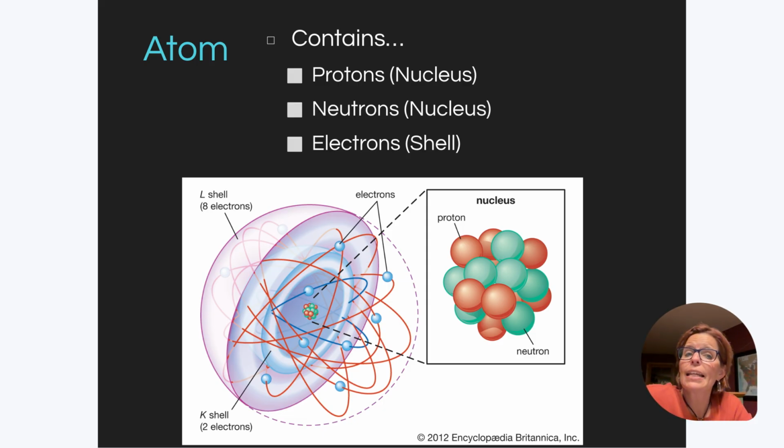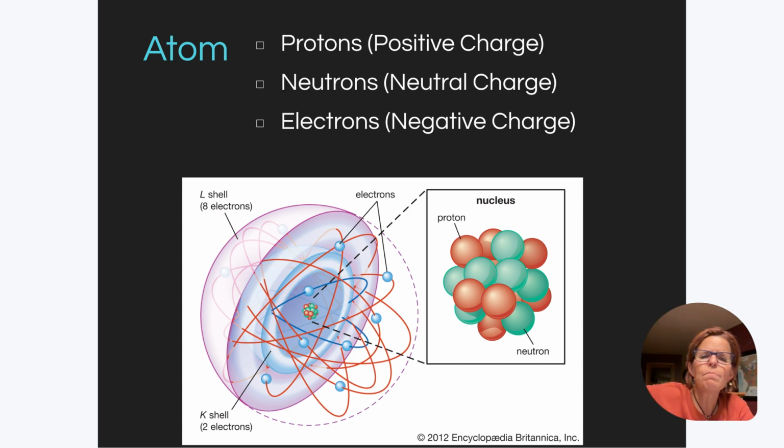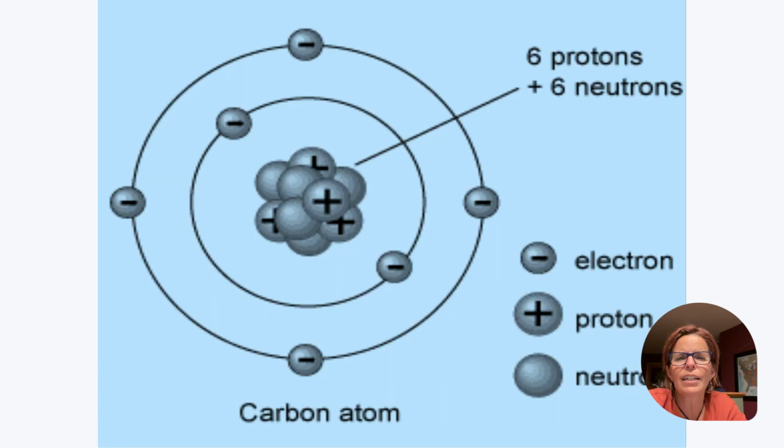Okay, and then I want you to add, where you've written protons, neutrons, electrons, and nucleus, shell, I want you to add their charges. So protons, remember, are positively charged. Neutrons are neutral. And then the one that maybe doesn't fit as well or is difficult to remember is electrons are the ones that are negatively charged. So the ones that are traveling on the outside are negatively charged.